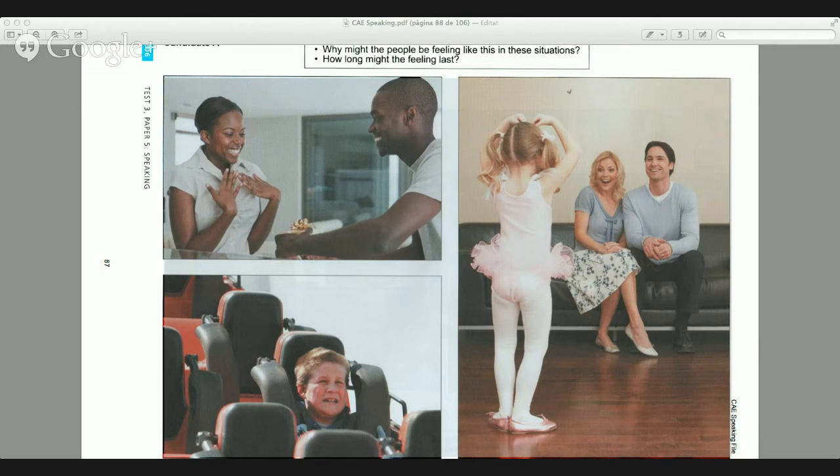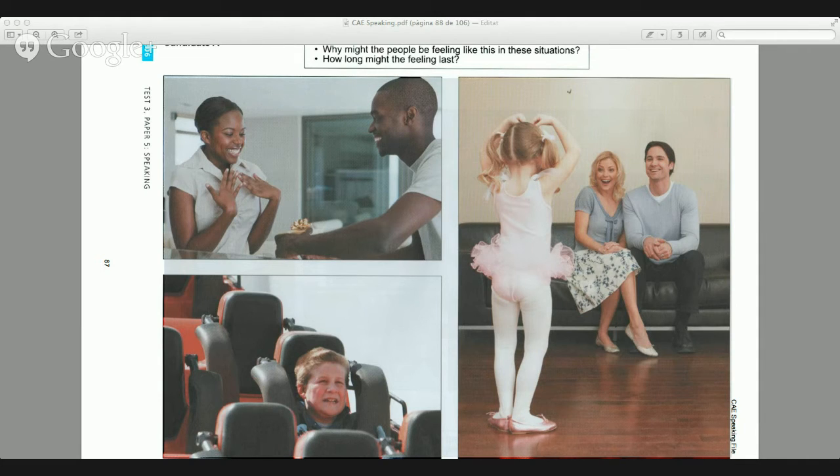I think in the three situations, depending on what you like, the people must be enjoying very much. But about how long the feeling is going to last, I think the parents' feeling is going to last for a longer time because their daughter is probably going to develop her hobby and make them enjoy a lot, and she's growing up.